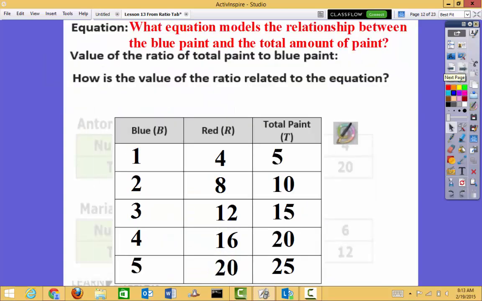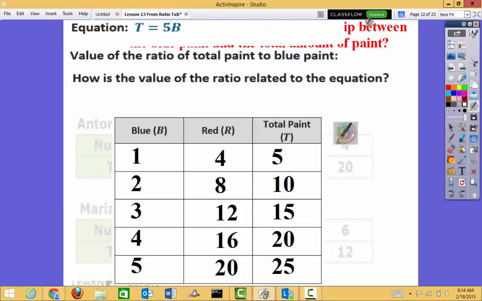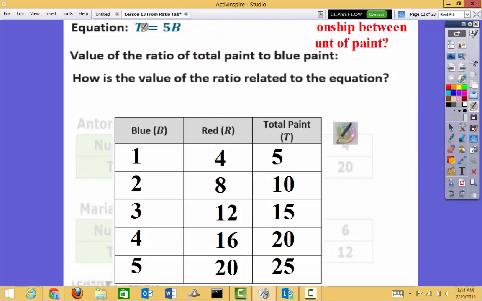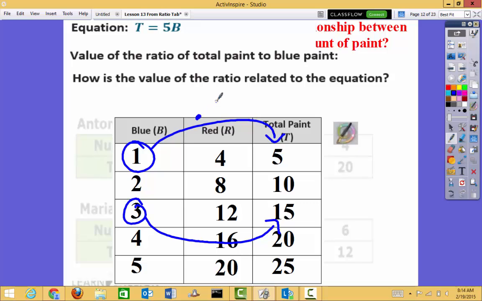Okay, let's look at this one. What equation models the relationship between the blue paint and the total amount of paint? So what is it asking us to do? Well, let's look right here. I'm going to show you the answer, then we're going to discuss how we got it. Oops, but I showed you the answer to the next one too. That was my mistake. So it's asking us, how are we getting from here all the way to here? How are we getting from my blue paint to my total? Well, hopefully you see that I'm multiplying by 5.